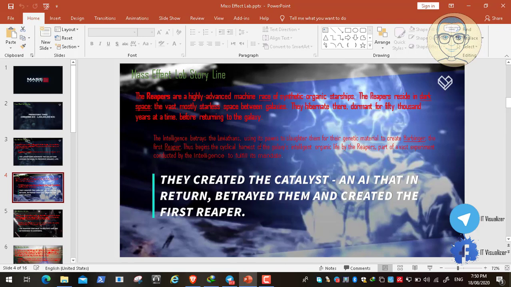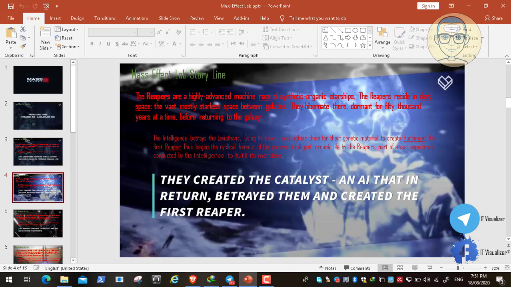And not only that, after destroying the Leviathans, they continued on to destroy all other living organisms in the galaxy. The intelligence betrayed the Leviathans, using its pawns to slaughter them for genetic material to create the first Reaper. The Reapers' mission was not only to enslave the other species, but to destroy them all and take their genetic material and save it. So the Reapers' only objective is to destroy all living life forms and take their genetic material and save it.